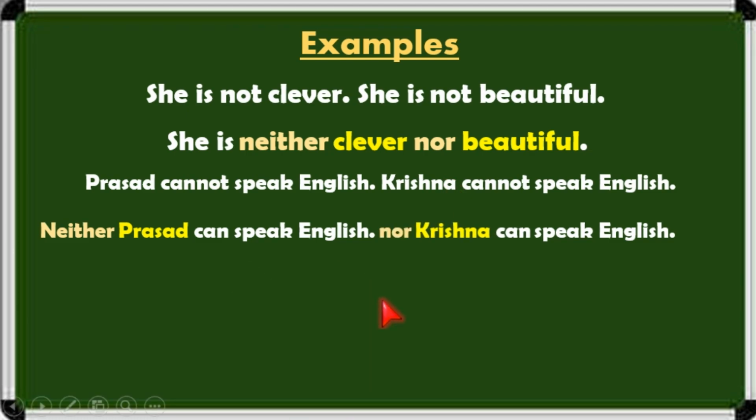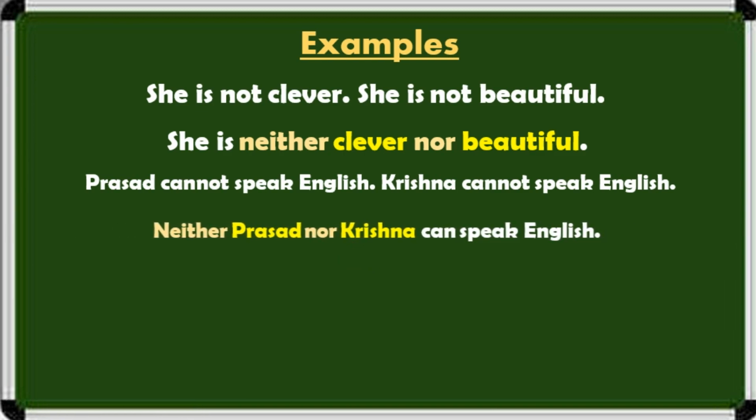Now remove one set of similar words. Neither Prasad nor Krishna, that is the correct structure. So we have to remove can speak English plus the full stop. Okay, now we got the correct answer: Neither Prasad nor Krishna can speak English. That means both are not able to speak English.